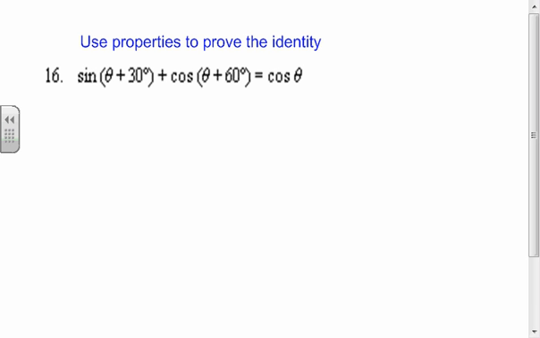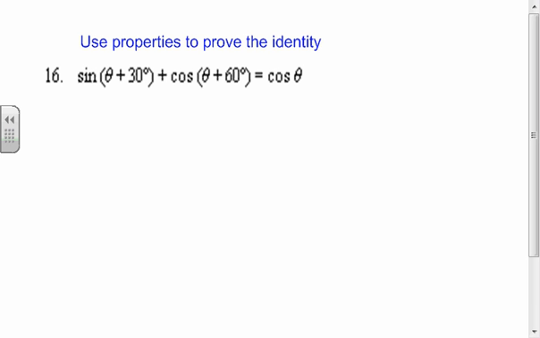Now you could choose a value for theta, like let's say theta equals 50. This says that sine of 80 plus the cosine of 110 would equal the cosine of 50. You could do that on your calculator and show numerical examples of the fact that it's true, that it works. But those, of course, wouldn't be proofs. That would just be examples of. All we would need to find is one counterexample to disprove it.